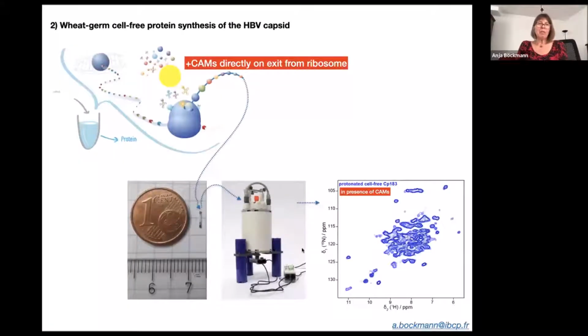So the second aspect: we need wheat germ cell-free protein synthesis of the HBV capsid in order to add the CAMs directly to the protein on exit from the ribosome. We would like to put that into an NMR rotor and the spectrometer, and then record these spectra in presence of CAMs.